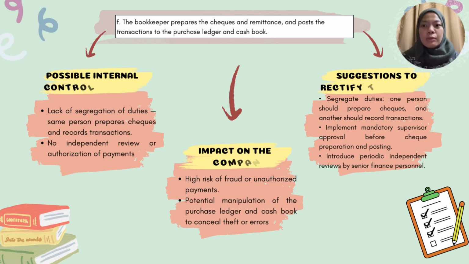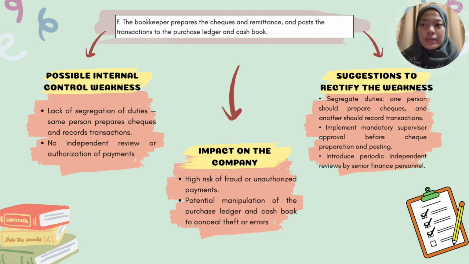Question F. The bookkeeper prepares the checks and remittance and posts the transaction to the purchase ledger and the cash book. So the possible internal control weaknesses. First, lack of segregation of duties. The same person prepares the checks and the same person records the transactions. Next is no independent review or authorization of payments.